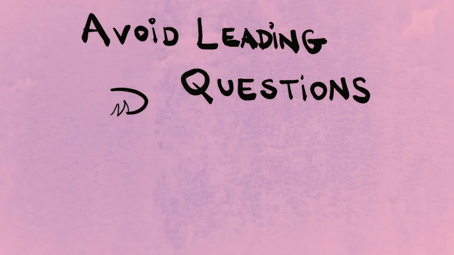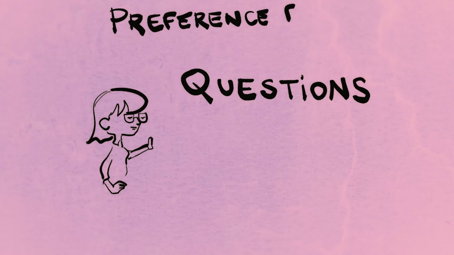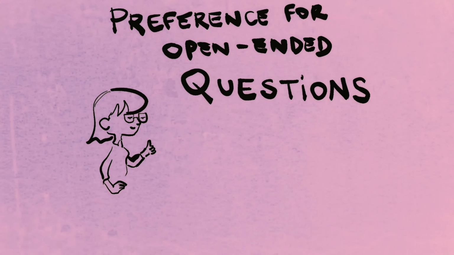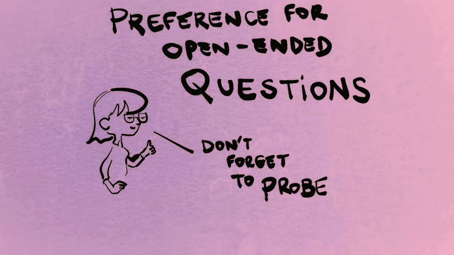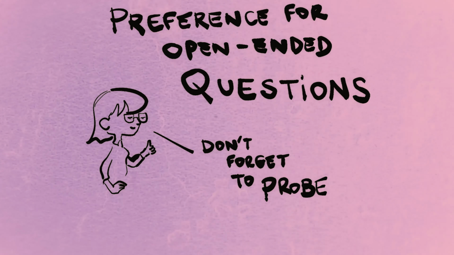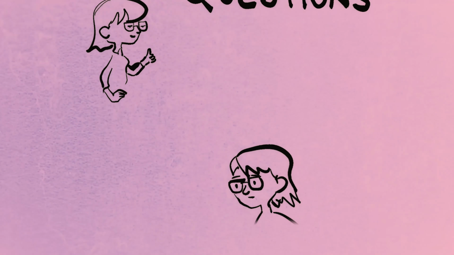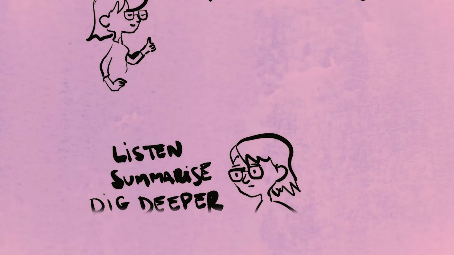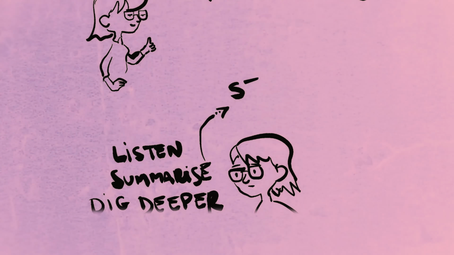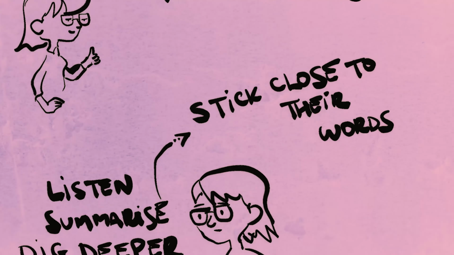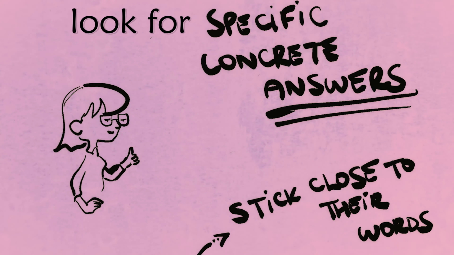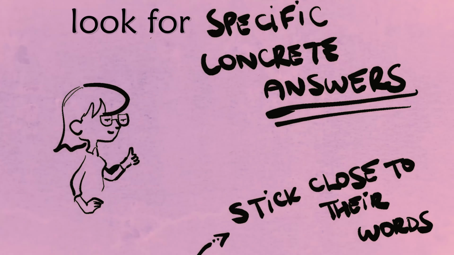So let's recap. We steer clear of leading questions. We lean more on open-ended questions. Be ready with a list of possible probes and apply techniques like silence and specifying questions as necessary. We try to listen, summarize, and dig deeper, but avoid adding interpretation. Stick close to their words. We try to be as concrete and specific as possible instead of abstract or general. It takes a bit of practice, but that's how I learned too.